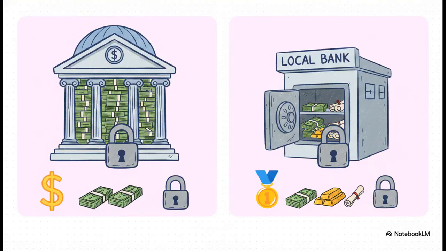And rounding out our volume controls, we have reserve ratios. Think of this as the central bank just flat out telling commercial banks exactly how much of their money has to stay locked up. There are two main flavors here.